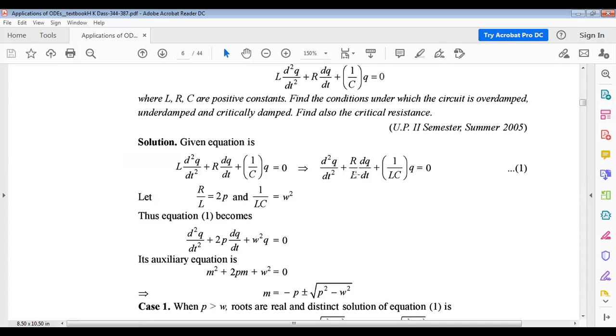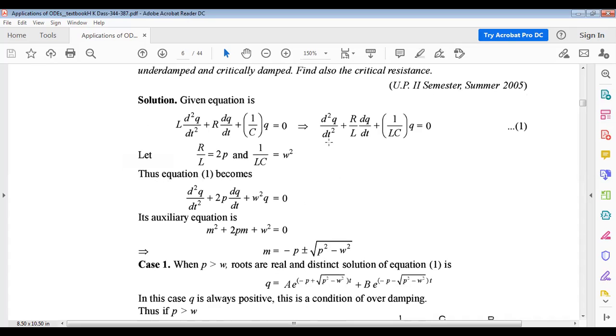Here the coefficient R by L equals to what? We have taken some parameters for this. R by L equals to 2p and 1 by LC equals to omega square. Understand? We have considered these constants, the ratio R by L equals to 2p and 1 by LC equals to omega square. Thus equation 1 becomes d square q by dt square plus 2p dq by dt plus omega square q equals to 0. This we can solve by the differential equation with constant coefficient method.